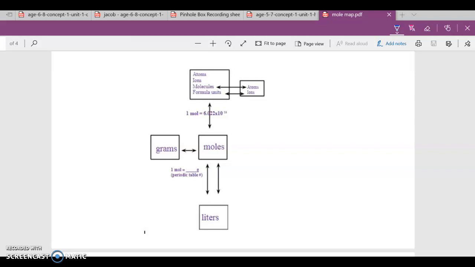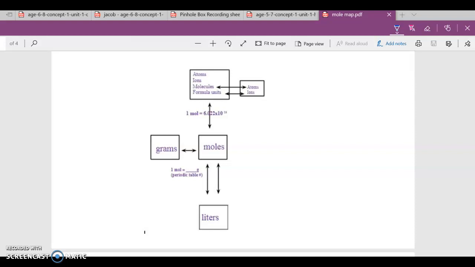Hi there, this video is to help recap how to do the mole map. This is the mole map and how it looks to me. If you have a different teacher, it might look a little bit different, but all the same parts are in there. We can go from moles to grams, and then back from moles we can go up to different types of particles.